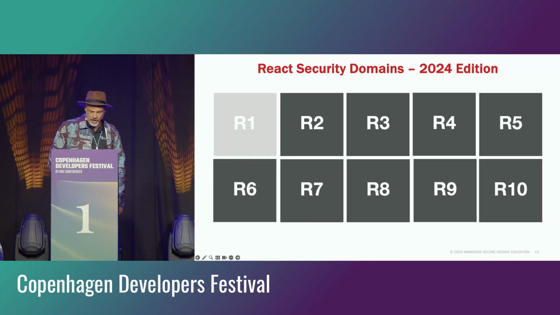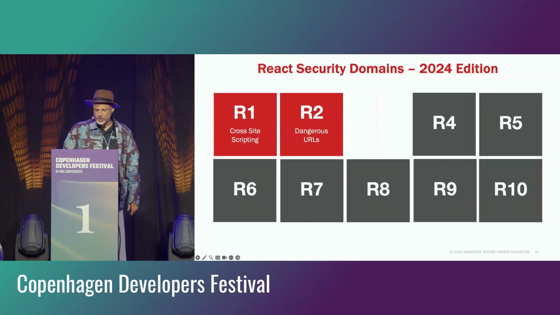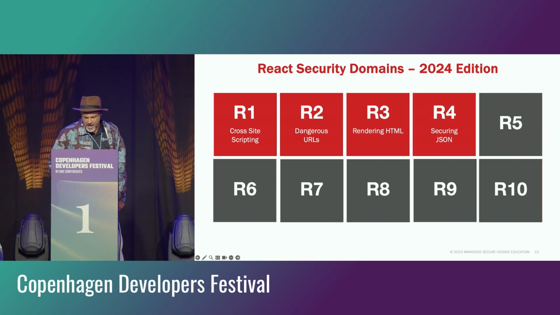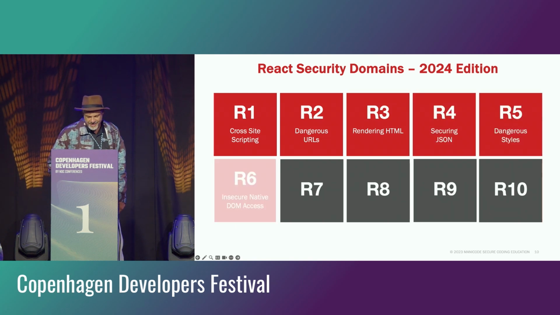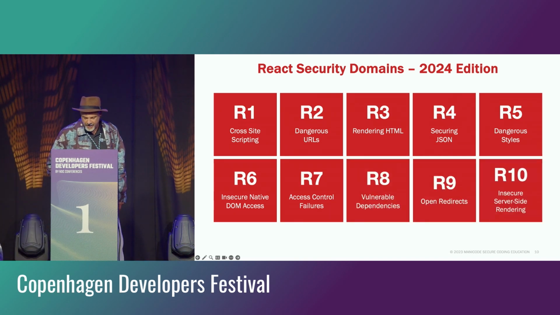So we're going to look at, in this presentation, cross-site scripting. We'll look at dangerous URLs, rendering HTML, securing JSON, dangerous styles, insecure native DOM access, control failures, vulnerable dependencies, open redirects, and insecure server-side rendering.